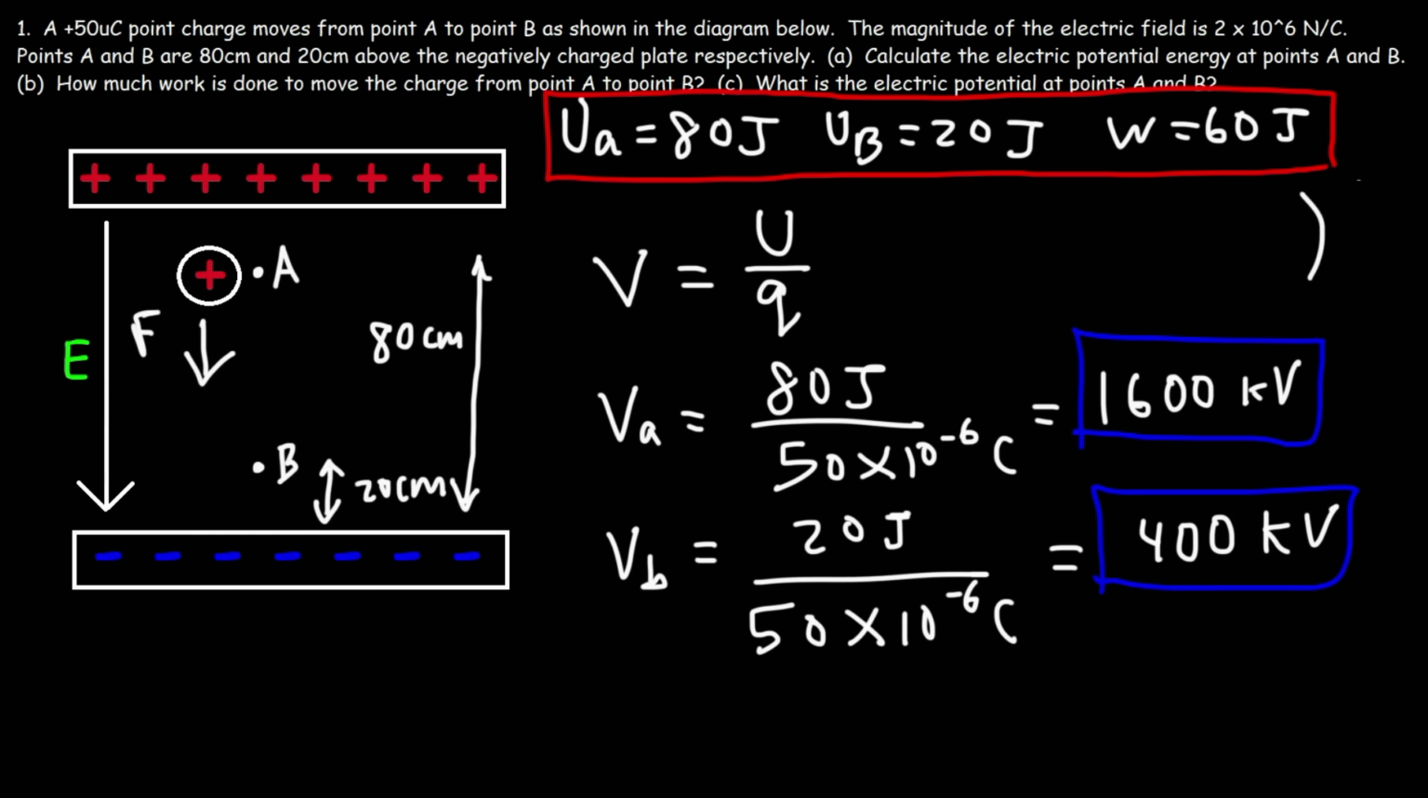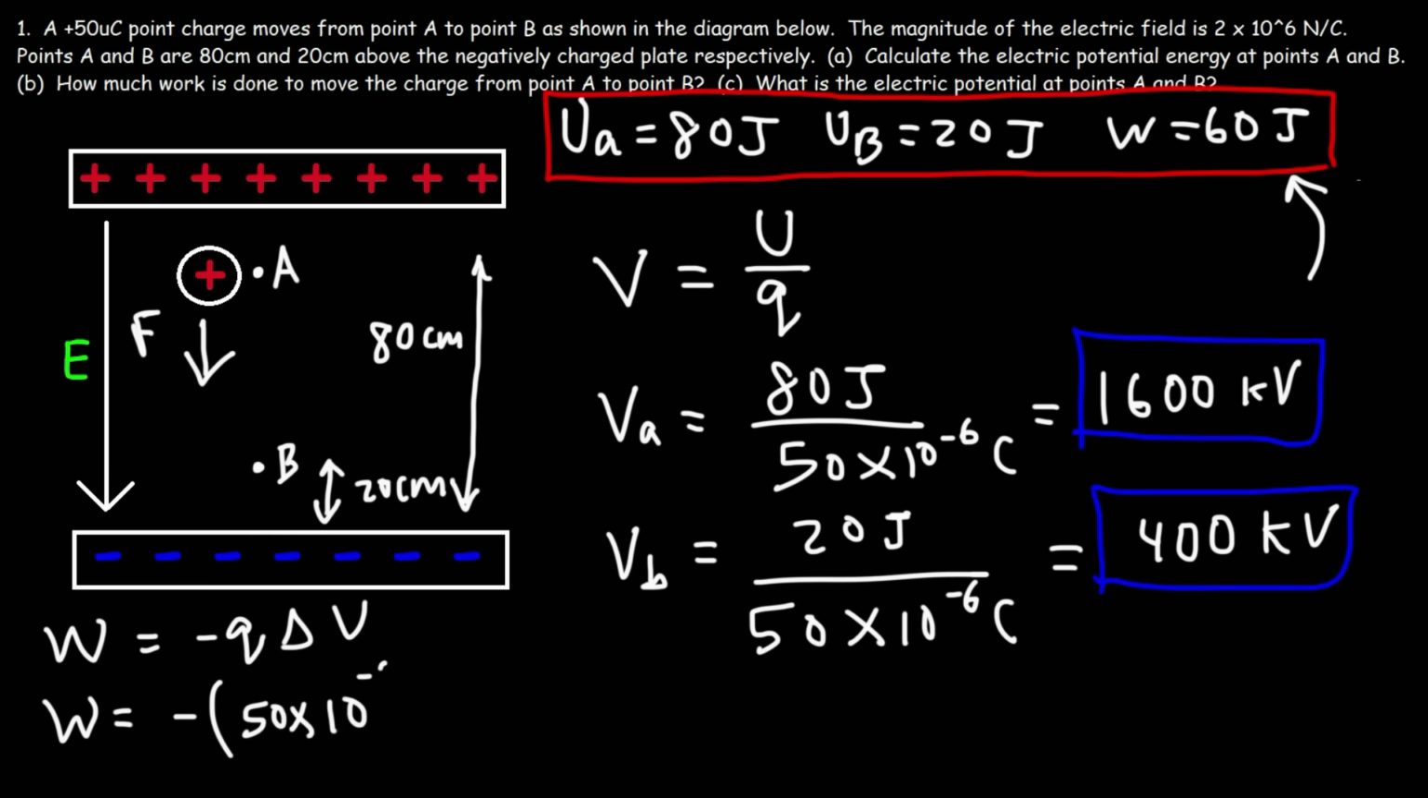Now we can also confirm this answer. Another way in which we can calculate work is by using this formula. The work required to move a charged particle through a potential difference is equal to negative Q delta V. So Q is positive, it's 50 times 10 to the minus 6. And we're going from A to B.